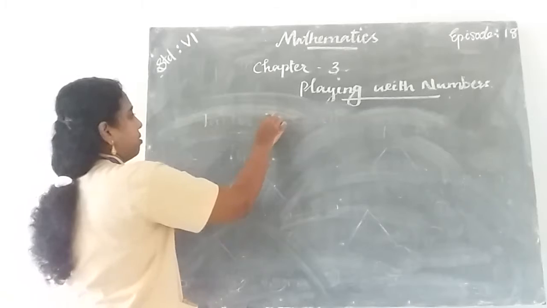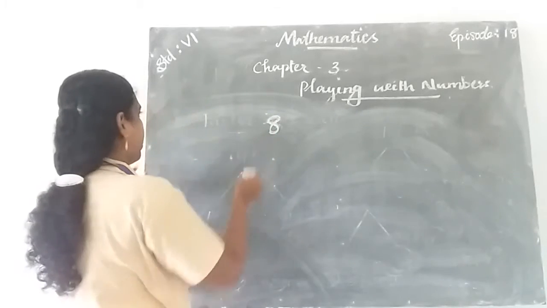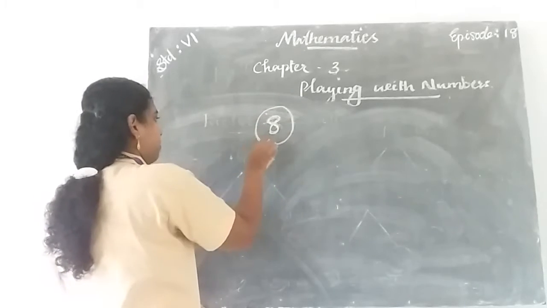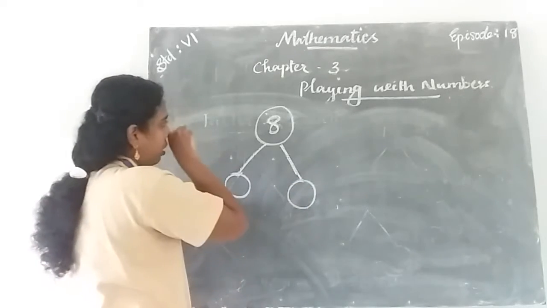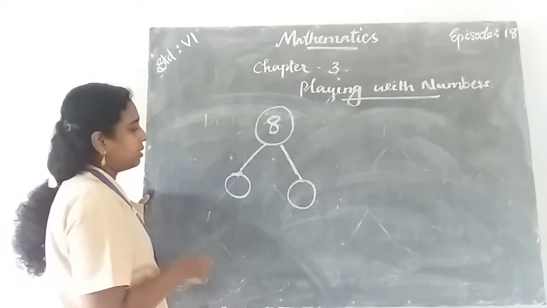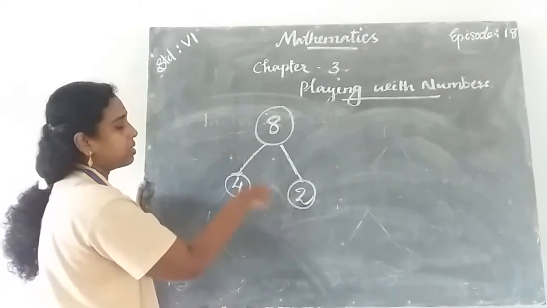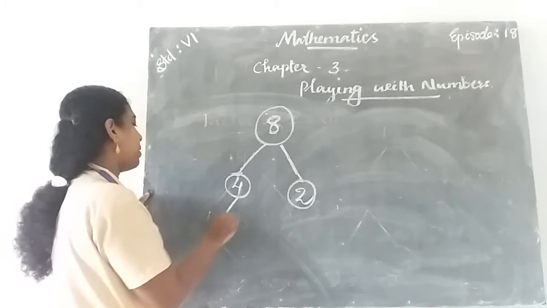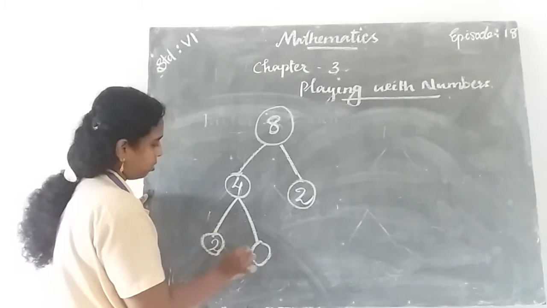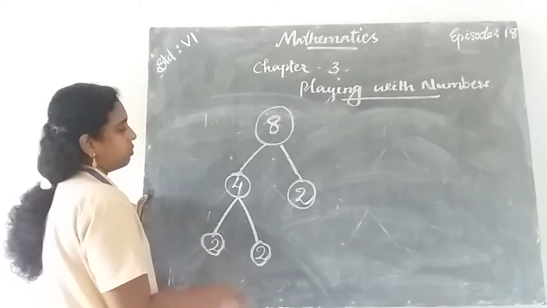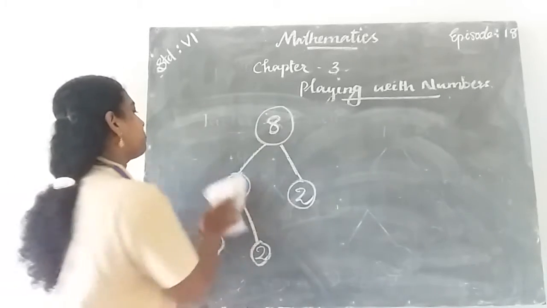Next question. Draw the factor tree of 8. So, we take the product of any two numbers that give 8. The numbers are 4 and 2. And 2 is a prime number, so stop here. Then 4 can be expressed as the product of 2 into 2. So we get prime numbers. So this is the factor tree of 8.